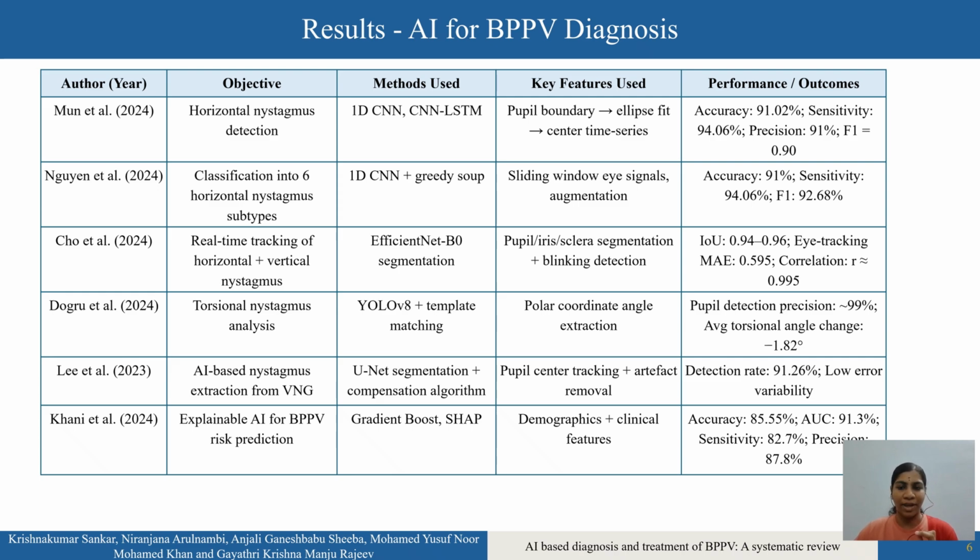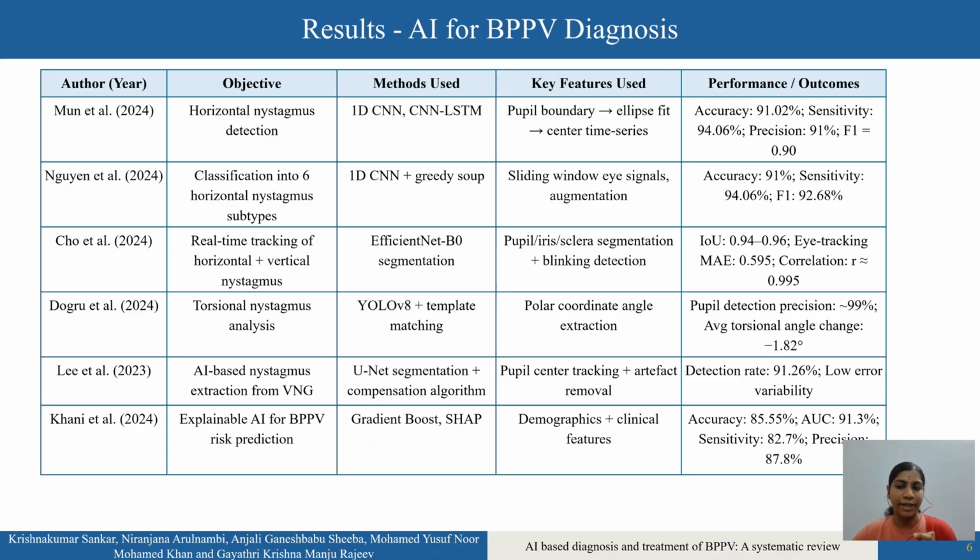Various methods of AI were used, such as one-dimensional CNNs, CNN-LSTM hybrids, UNet models, and EfficientNet-based classifiers as deep learning architectures. A clear trend that we observed is that AI models consistently achieved accuracy levels above 90% for distinguishing BPPV from other vestibular disorders, and in many cases they can even identify the affected canal and the subtype with high precision.